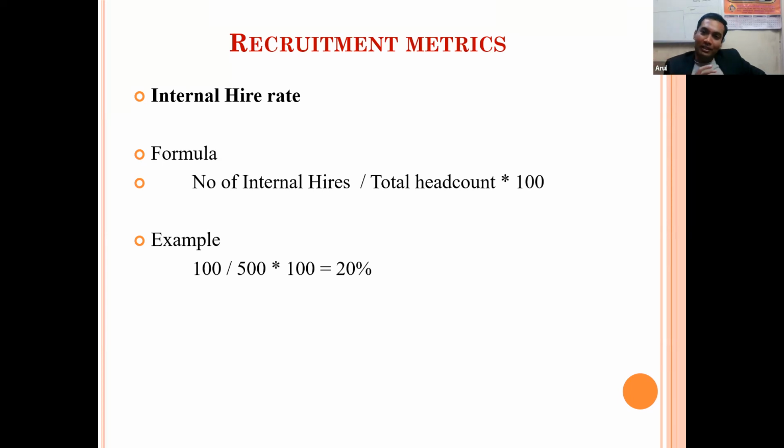The table is there, but there we have to utilize the logic, and take which variable is influencing which variable. For example, internal hire rate and quality of hire, external hire rate and quality of hire. There is a logic.